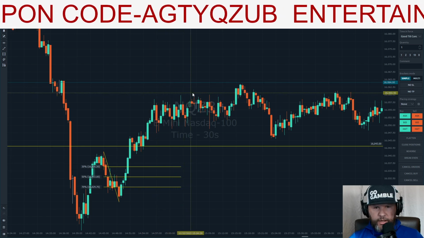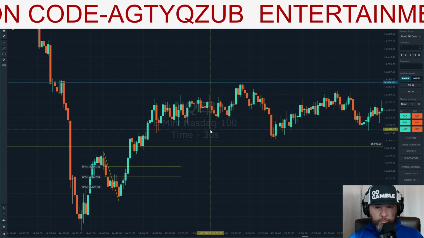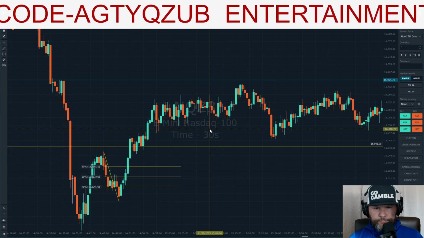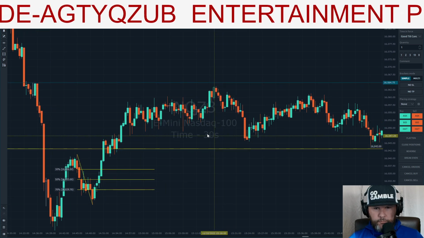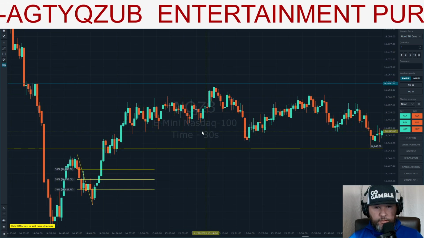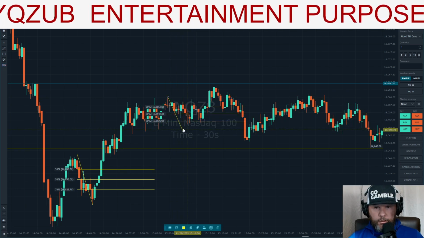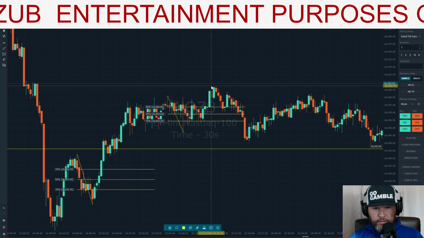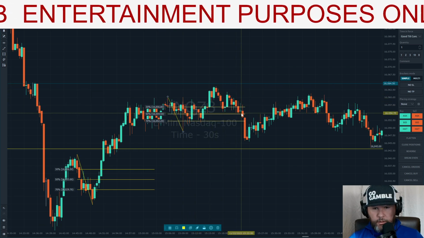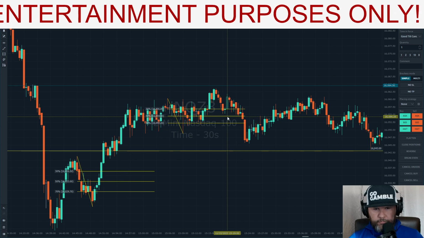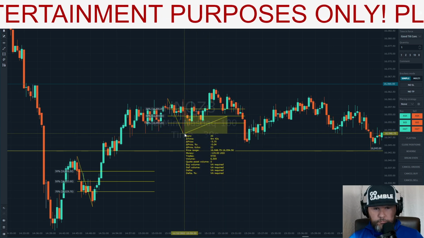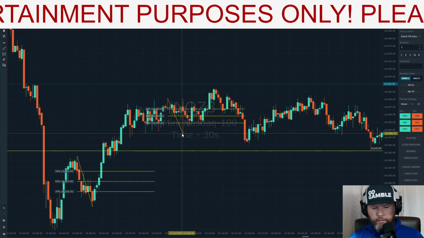Chopping around. We have a high, high, high. Did we break a low? Yes, we did. All right, let's fib that one. So we have a high. We broke a low. So the price come back and tag us in at the 50. Right here it did, but stopped us out. 5 handles.